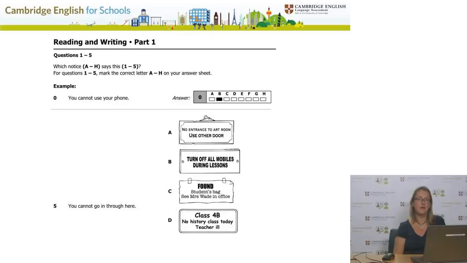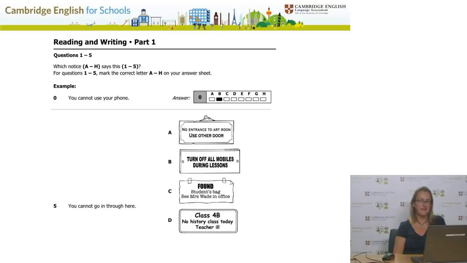You cannot go in through here. Which notice should the candidate choose? So look at the 4 notices on the right, and please use your polling buttons to choose the answer. Is it A, B, C or D? So a lot of you are typing into the chat box. Can you find your polling button and just choose the correct answer, A, B, C or D?